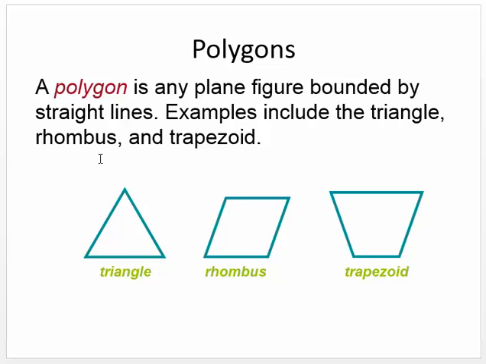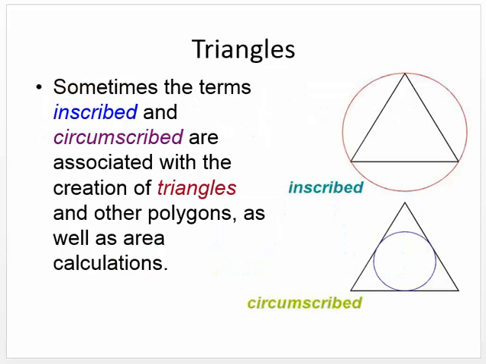So this is why, out of the triangle, the rhombus, the trapezoid, the square, any polygon, the triangle is the strongest of those objects.